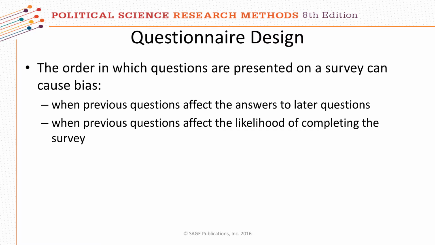But question order can definitely introduce bias. When previous questions affect the answers to later questions, or when previous questions affect the likelihood of completing the survey, you're introducing bias. Sometimes when you ask questions on surveys, you get to tricky areas, like questions about race and politics, gender and politics. Actually, if we're being honest, these days any questions about politics are going to be very tricky for some people to answer, just because of the nature of polarized politics in America.